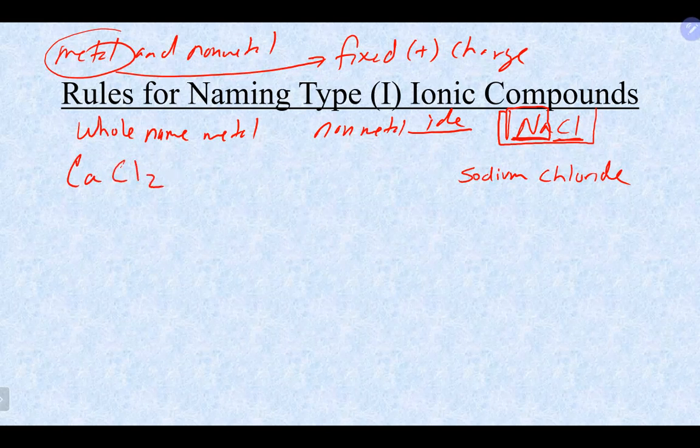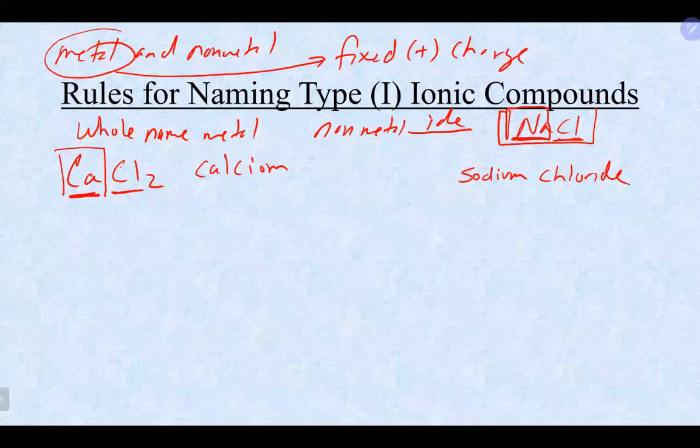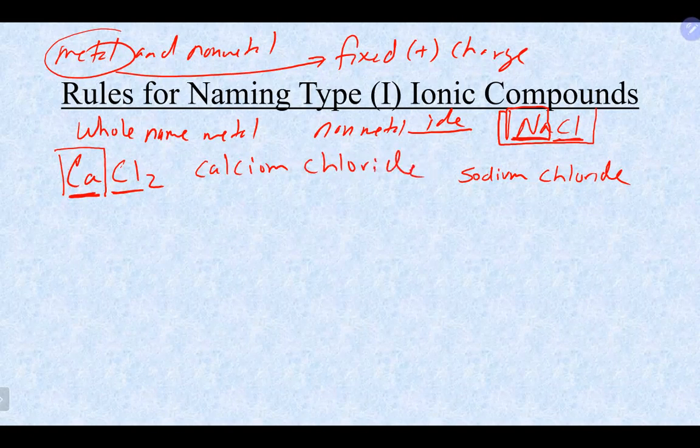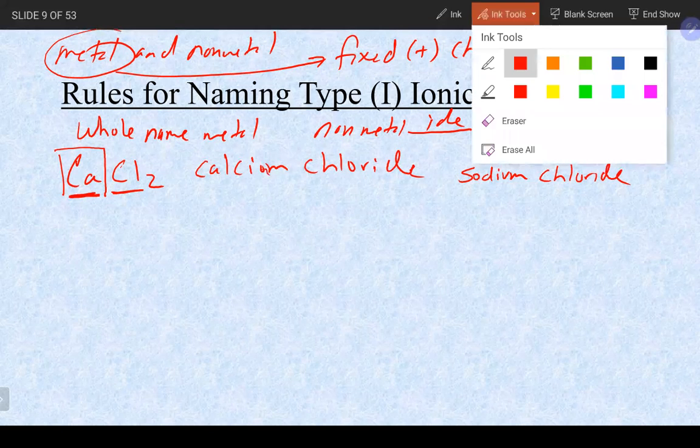CaCl2, once again, you would look at that. Ca is a metal, Cl is a non-metal, so that tells you it's ionic. The Ca, which is group 2, tells you it has a fixed positive charge, and that makes it a type 1 compound, which means we call this calcium, and chlorine becomes chloride. So calcium chloride in this case.